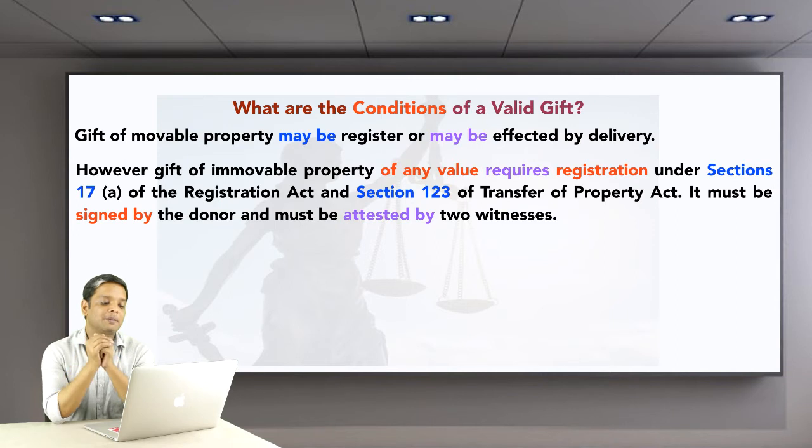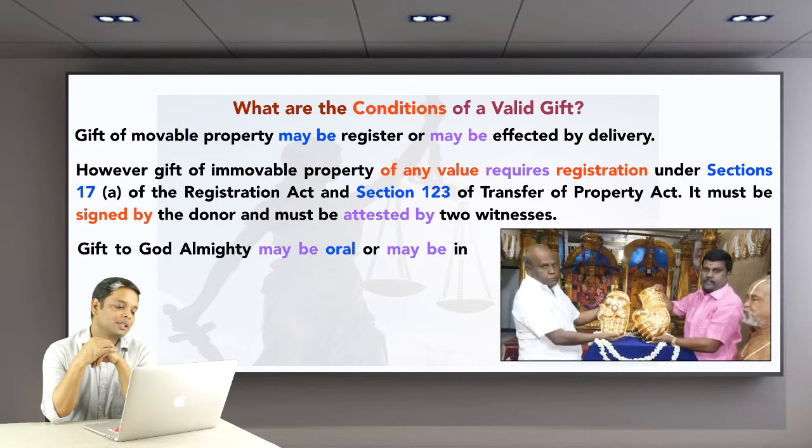It must be signed by the donor and must be attested by two witnesses. What is the meaning of attested? Basically, an eyewitness is supposed to be signing on that paper. That is attestation.